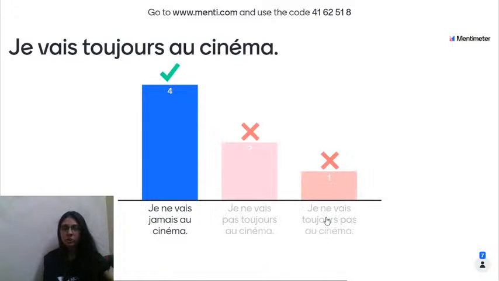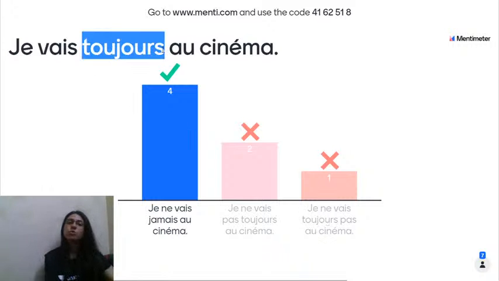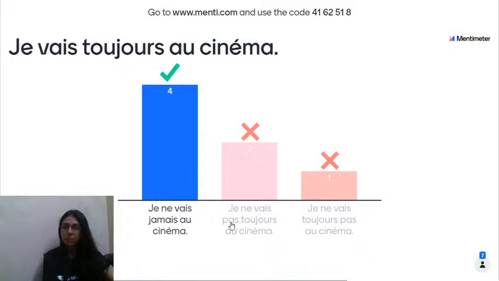Alright, so 4 people got this one correct. Je ne vais jamais au cinéma, because the negative form of toujours is jamais. So that's right. Je ne vais jamais au cinéma. And over here, je ne vais pas toujours. So you always go to the cinema. No, I don't always go to the cinema. We don't say like this. It will be no, I never go to the cinema. So always and negative is never.